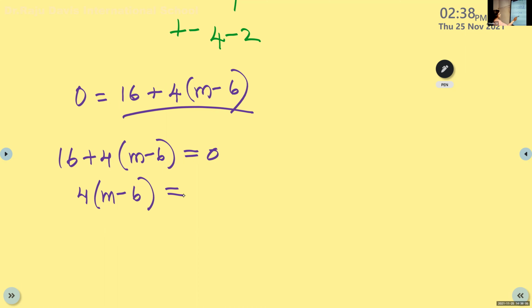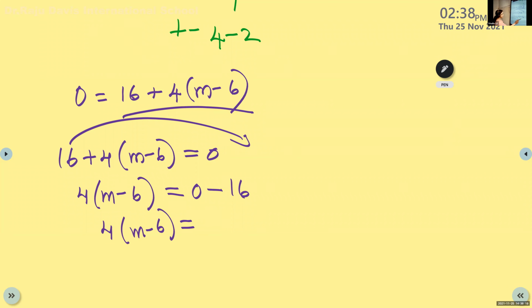Ma'am, negative 12. 0, wait. 0 minus 16, isn't it? Yes, ma'am, this 16 we have to transpose. So 0 minus 16. So 4 into m minus 6 is equal to minus 16.